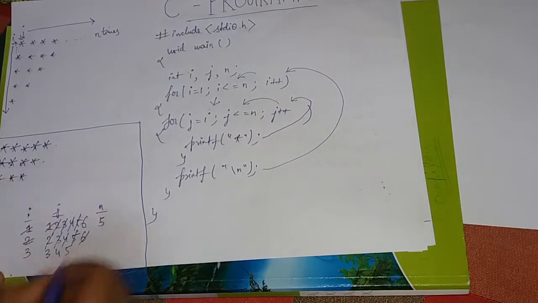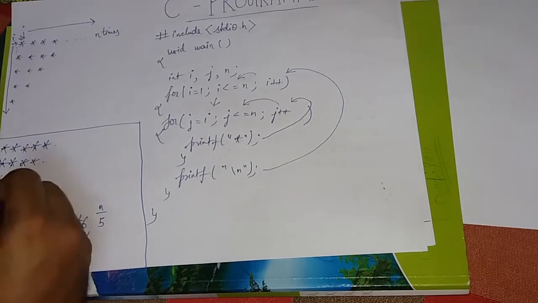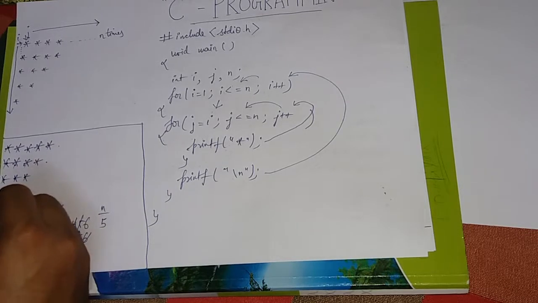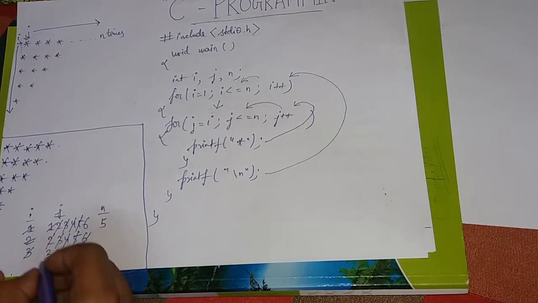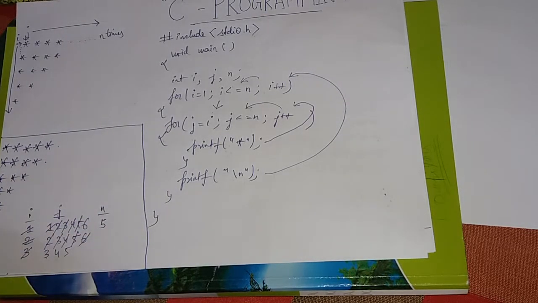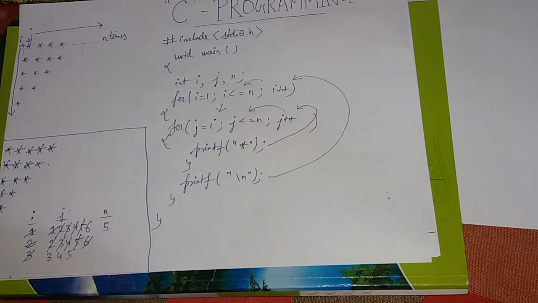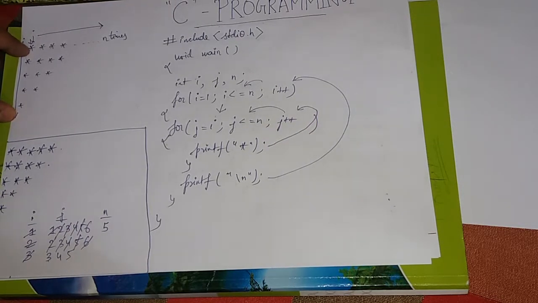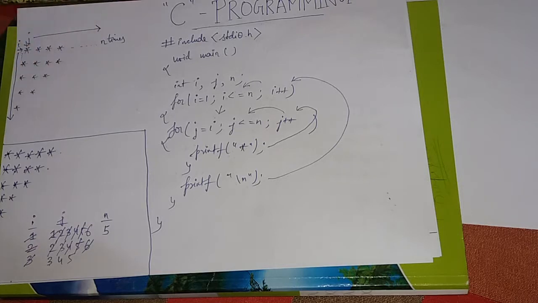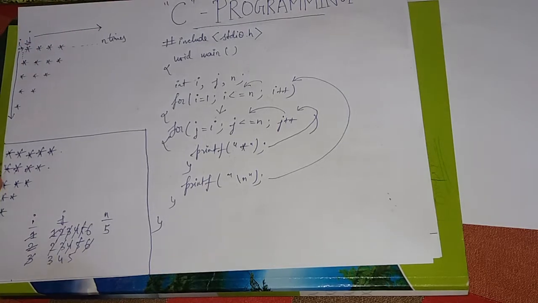In the following row similarly 2 stars will be printed, and in the final row only 1 star will be printed. So that is how this program works, and this pattern will get printed on the screen according to the user's wish. Okay, so that's all.